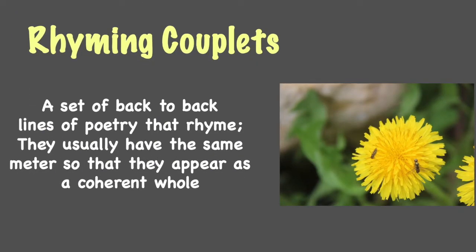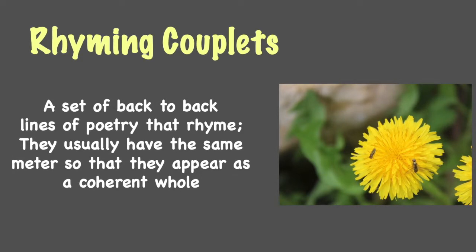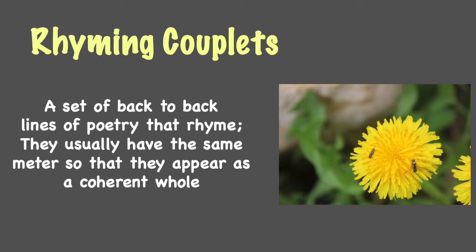Rhyming couplets are sets of lines back-to-back that rhyme. Usually they have the same meter so that they appear as a coherent whole. Rhyming couplets are a standard in English poetry. They've been incorporated by famous poets like Chaucer, Shakespeare, and Edna St. Vincent Millay.